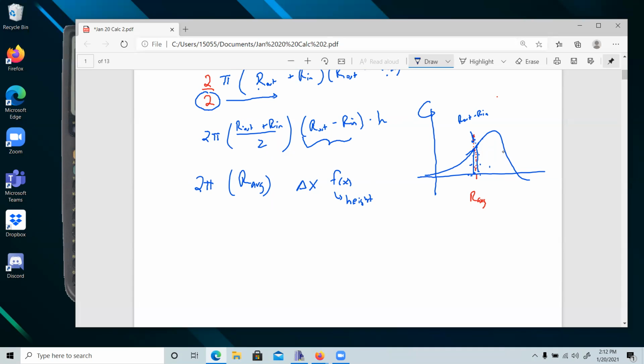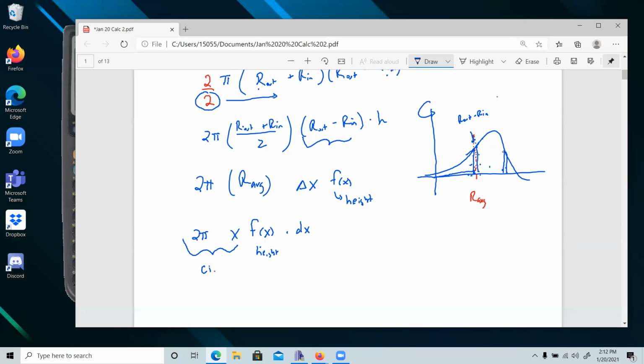So how far is our average out from the axis? It's x. No matter which one I pick, the value out here is going to be x. So we're going to have 2 pi x, that's my average, times f of x, this is your height, times our dx for this tiny little sliver in here.